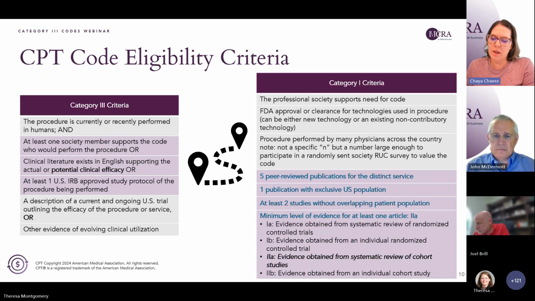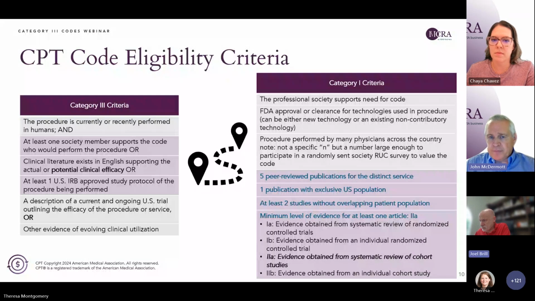And then the AMA puts this criteria out as far as what is the minimum level of evidence that's required for those publications. And they say that the minimum level is level 2A, which is a systematic review of cohort studies. Ideally, they want you to have randomized control trials when it comes to your evidence. But that's a good point, an RCT is technically not required to get a Category 1 code.